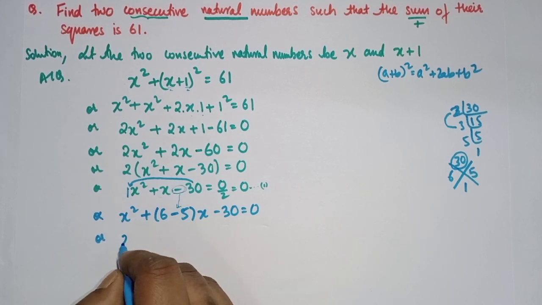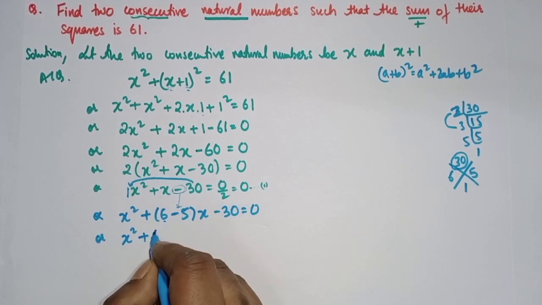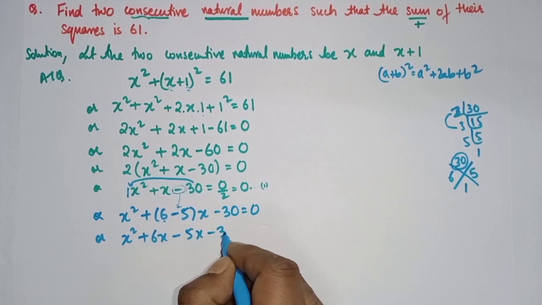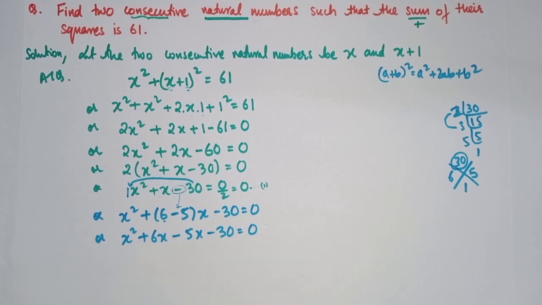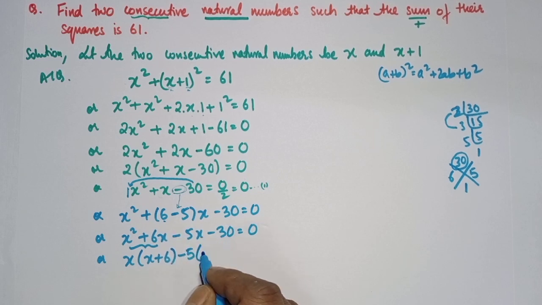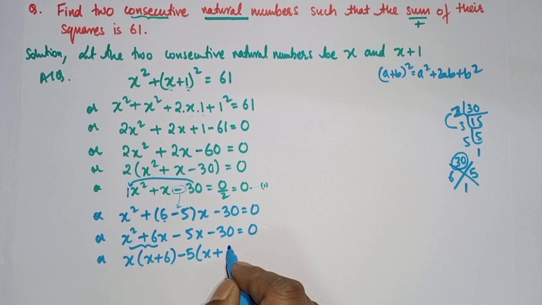Now what can I do? x square plus 6 into x, 6x, minus 5 into x, 5x, minus 30 equals to 0. Now what I have to do? Common. So what will be common in these two? x, since there are two x, so x plus 6. Now see, here is minus, so always minus 5, because 5 6s are 30 here. So this is x minus, already I have taken, that means this minus will be plus. Since why? Minus plus is minus. So 5 6s are 30 equals to 0.